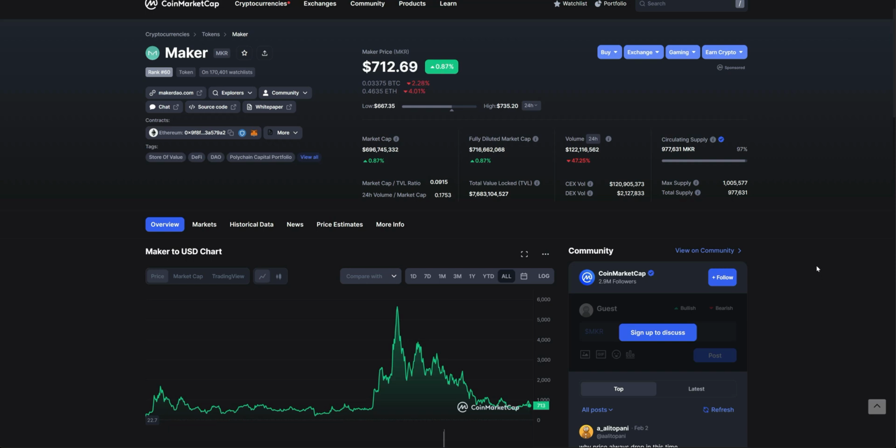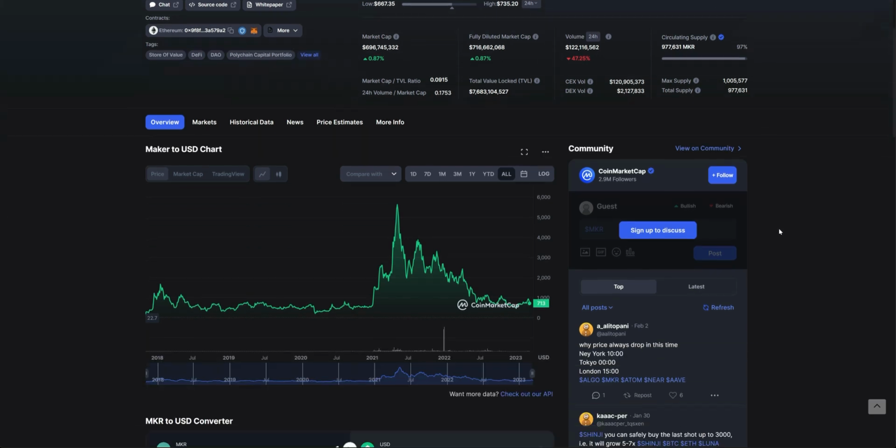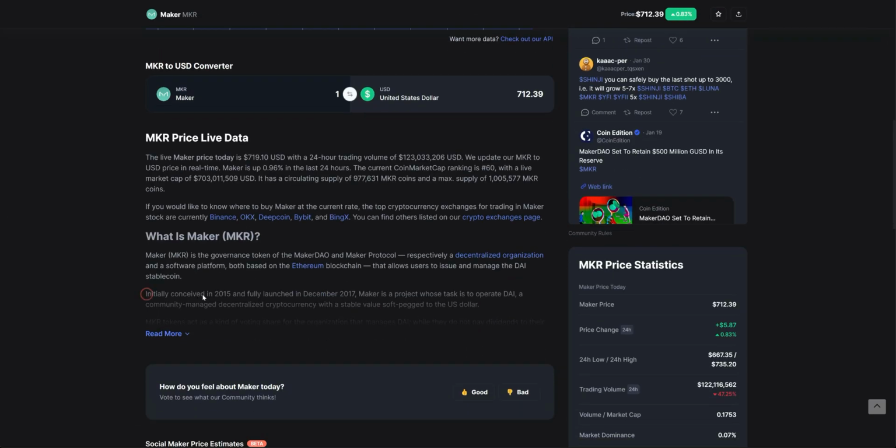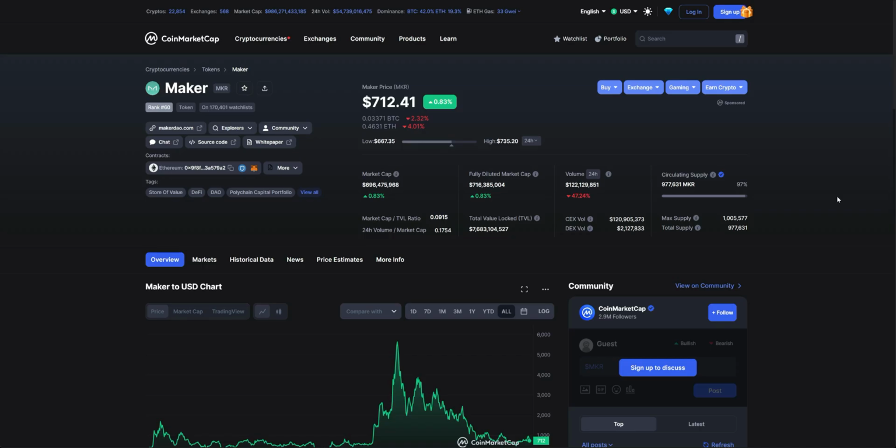The whole point that I'm trying to make here is that here is a project that has been around since 2015, initially conceived in 2015 and fully launched in December 2017. So it's been around between 6 to 8 years. It's one of the oldest and the first projects in the crypto space on Ethereum, actually. It's a decentralized stablecoin that is using the over-collateralization of the asset.